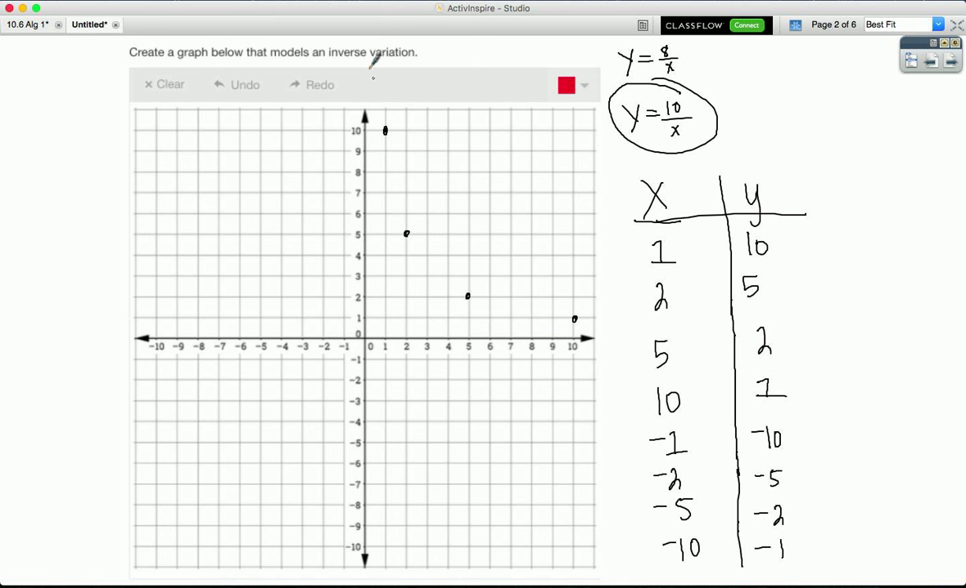And so you would just do your best to make it look like it's getting infinitely closer to the x and y axis, but never actually touching. Put your arrows on the ends. And then you graph your negative versions of the points. So negative 1, negative 10, negative 2, negative 5, negative 5, negative 2, and negative 10, negative 1.